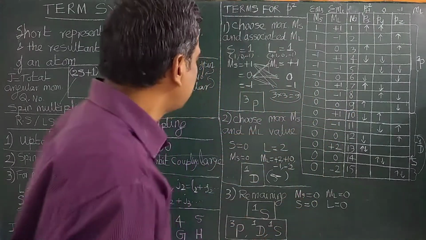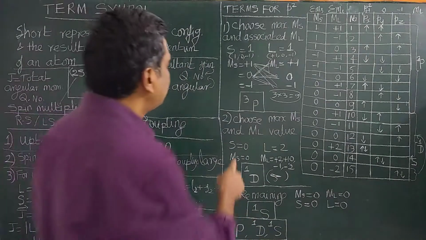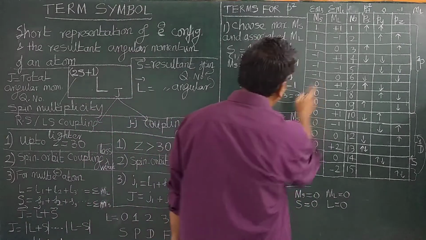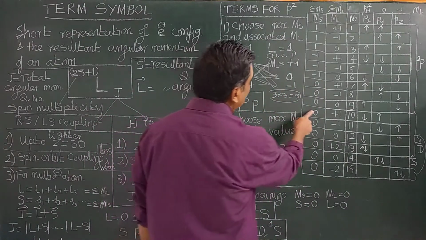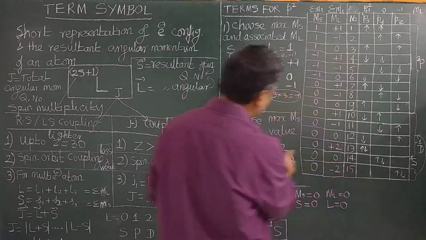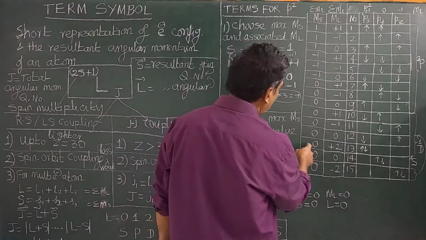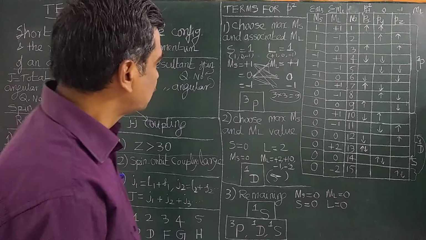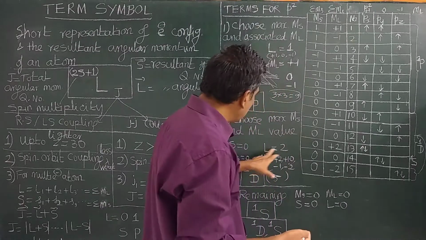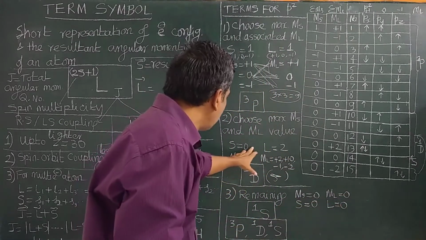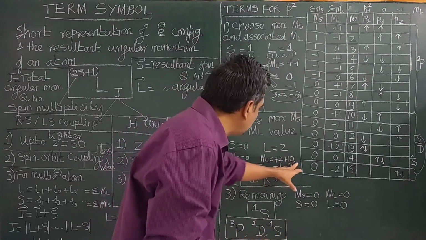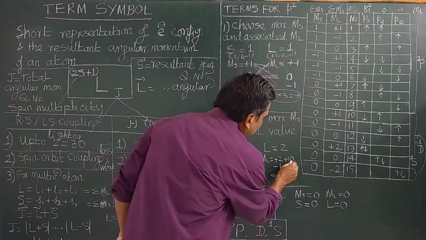Choose the next maximum Ms and Ml value. The next maximum Ms value is 0, therefore S equal to 0, and L equal to plus 2 you have. Ms equal to 0. Choose the next maximum Ms value; minus 1 is next. So L equal to 2, and Ms equal to 0. There are 5 possible Ml values: plus 2, plus 1, 0, minus 1, minus 2.